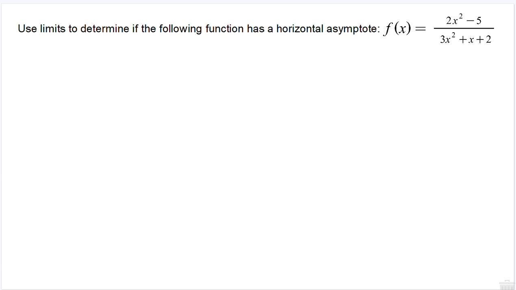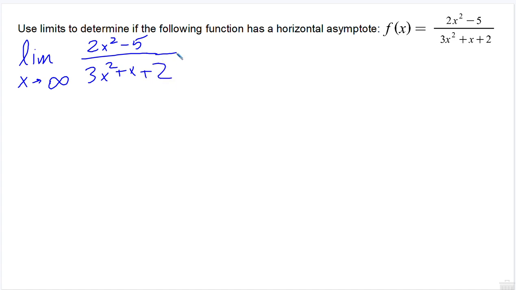So if we want to use limits to determine if this function has a horizontal asymptote, we're going to do a limit as x approaches infinity of our function, 2x squared minus 5 over, in this case, 3x squared plus x plus 2. Now, if I try to plug infinity in, I end up with infinity squared, which is infinity, and I multiply that by 2. 2 times infinity is infinity. If I subtract 5 from infinity, I still get infinity. And the same thing happens in the denominator. Infinity squared times 3 is infinity. If I add another infinity, it's infinity. If I add 2, it's still infinity.